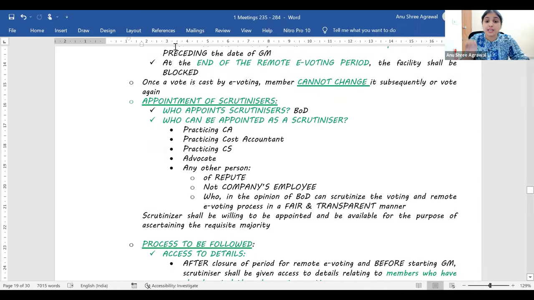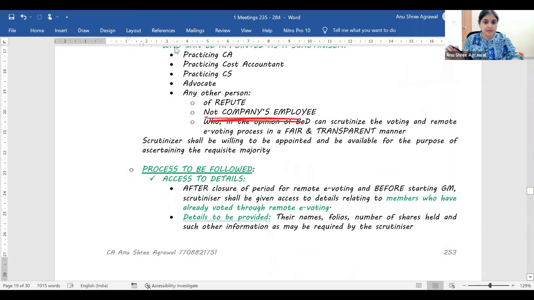Even for e-voting, we need scrutinizers. Here scrutinizers are appointed by the board of directors. These scrutinizers cannot be employees of the company. They have to be a CA, CS, CMA, lawyer, some reputed person whom the board thinks will carry on the entire polling, entire e-voting process smoothly, in a fair and transparent manner.